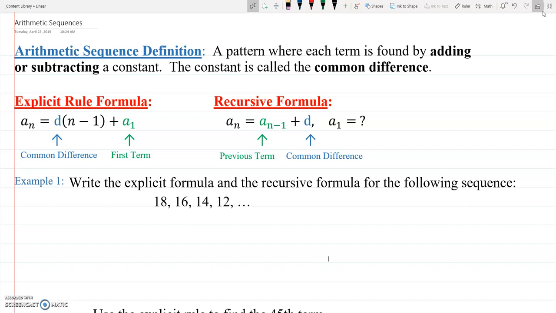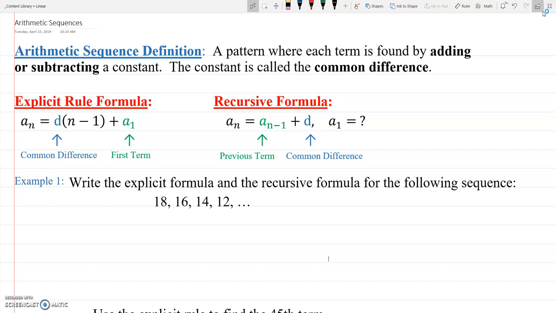All right, example one. It wants us to write the explicit formula and the recursive formula for the following sequence. In order to write the explicit formula, I'll start with that one. I only need two pieces of information. I need to know what the common difference is, which is D, highlighted in blue, and I need to know what the first term is, which is A sub 1, and that's how you say that. Small number in the corner is A sub 1. A sub 1 is referring to the first term, duh. Okay, A sub 2 is obviously the second term, A sub 3, and so on.